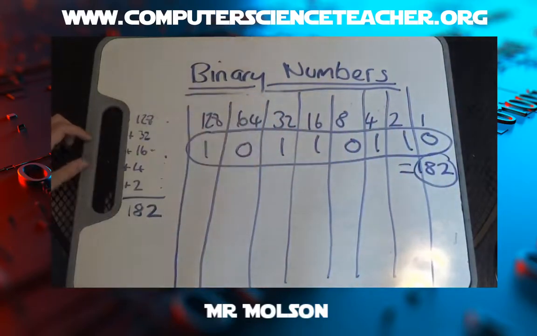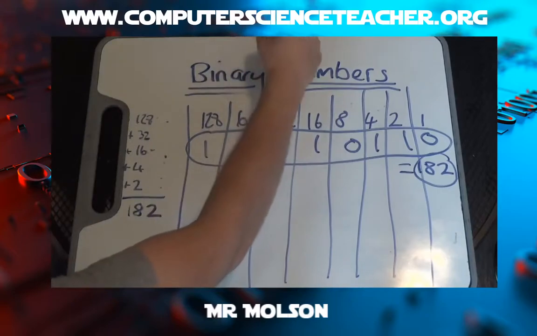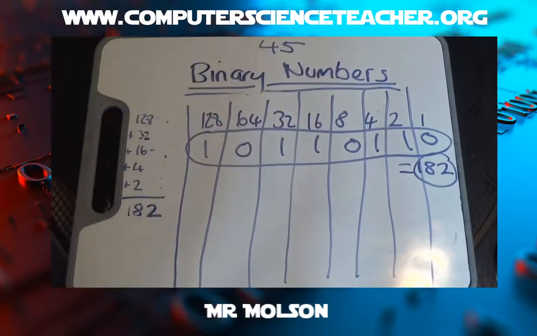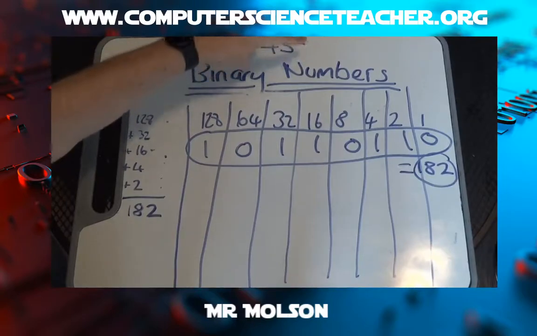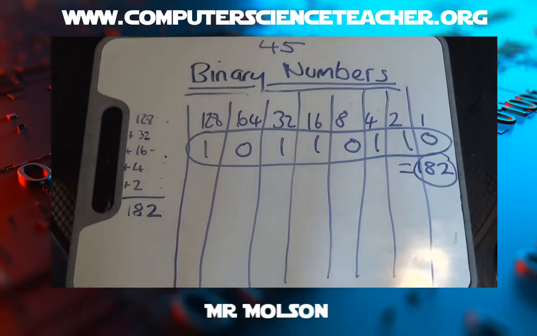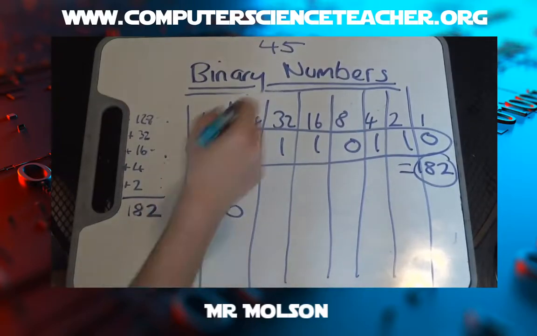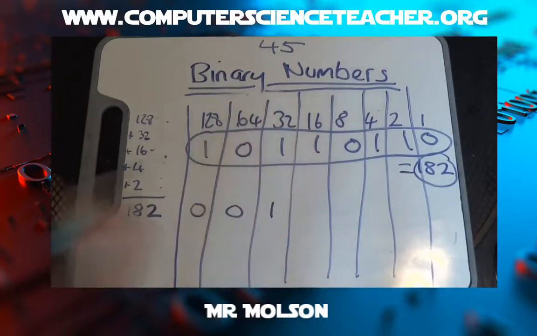Now we can do it the other way around. So imagine in the exam that you're given a decimal number. Let's say we give the number 45. All we do to work out what 45 is in binary is we say, well, do we need 128? No, we don't. So we put a 0 there. Do we need 64? No, we don't. Do we need 32? Yes, we do need a 32.